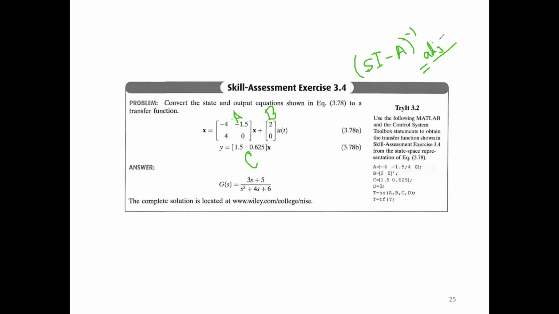Adjoint of SI minus A, then determinant of SI minus A. Okay, so that is the formula you have to put, and finally you bring those values. So first of all, find out the SI minus A. Show me.